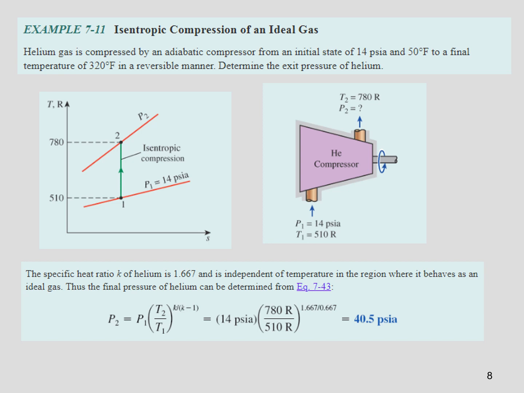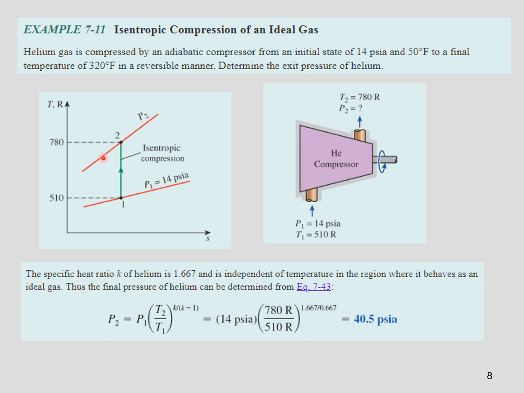Let's look at example 7-11. Here helium gas is compressed by an adiabatic compressor from an initial state of 14 psi and 510 Rankine to a final temperature of 320 degrees Fahrenheit, which is 780 Rankine. We want to find the final exit pressure of the helium. Again, this is shown on the T-S diagram: the temperature goes from 510 Rankine to 780 Rankine, and entropy is constant. We're given the initial pressure and trying to find the final pressure.